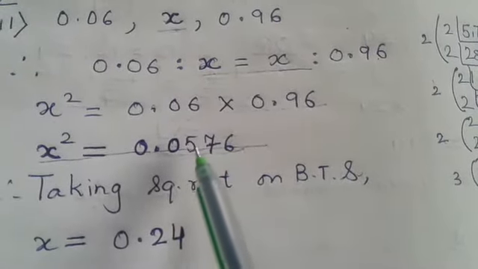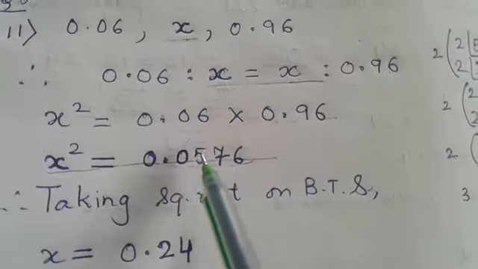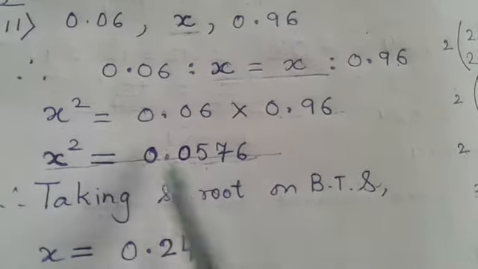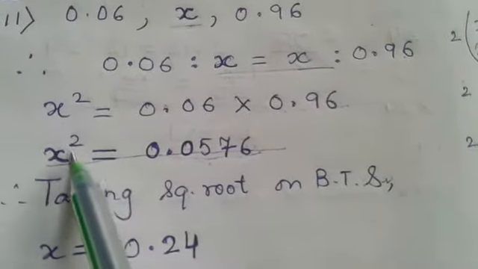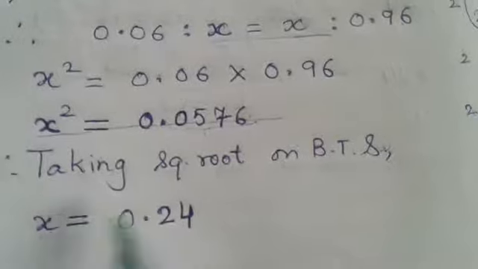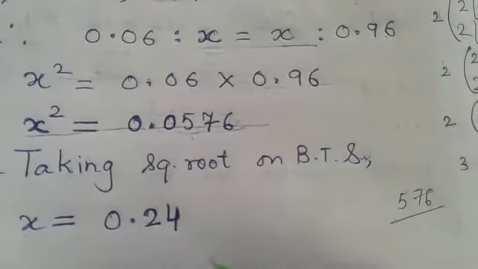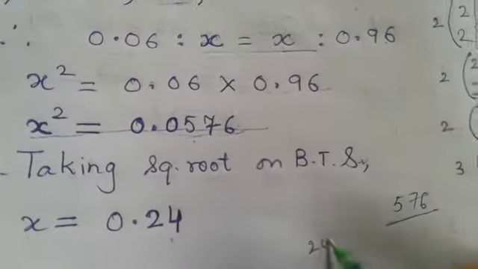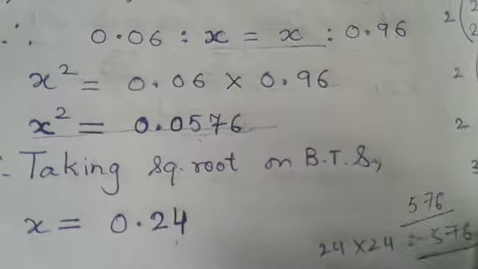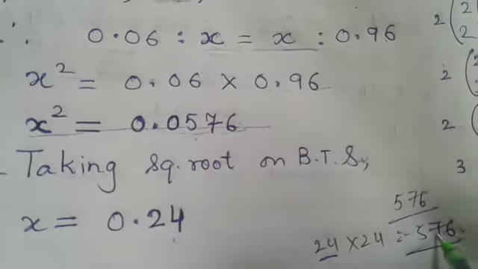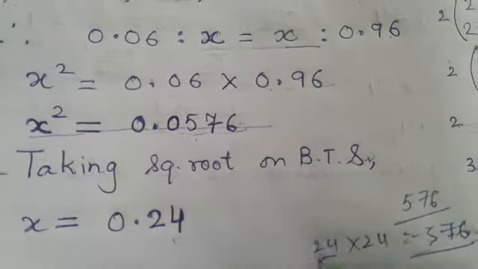So finding of square root is what we have to see now, right? So 0.0576, taking square root on both the sides. I told you that on the LHS x square is removed, so x, and you know that square root of 576 is 24, means 24 multiplied by 24 comes 576. Okay, so square of 24 is 576, but square root of 576 is 24.